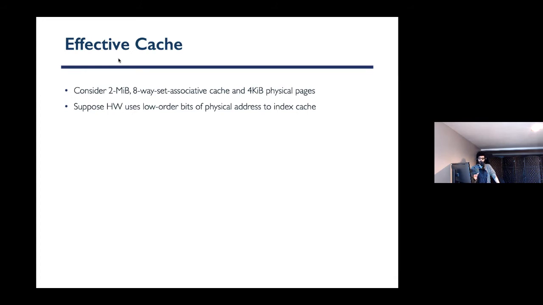Now suppose that your hardware is using low order bits of physical address to index the cache, very similar to basically the examples that I walked you through. So basically this slide says, let's assume that whatever you just saw in the previous slides holds.